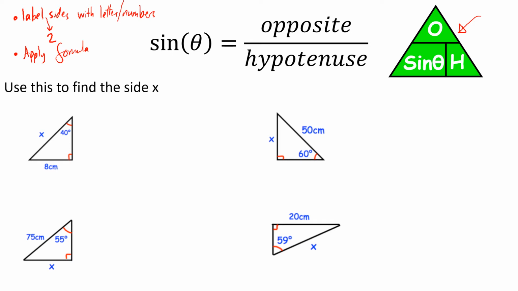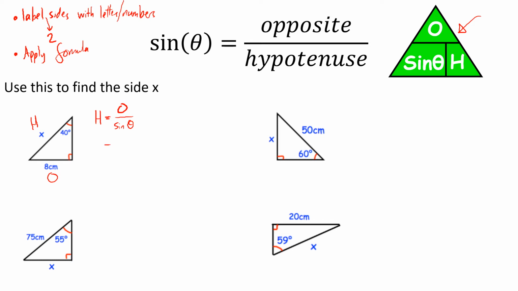Our first one, the two sides we're going to label are these two because they have letters and numbers on them. We are not going to label this side here. So x, that's our hypotenuse because it is opposite the right angle. 8, that's our opposite because it's opposite the 40 degrees. So opposite is 8, hypotenuse is x. We want to find x. So that tells us to do, if we cover that up on the triangle, opposite divided by sine theta.